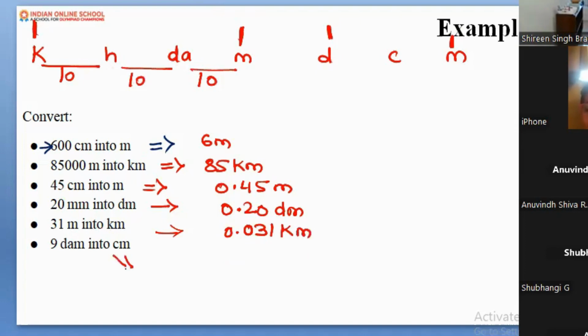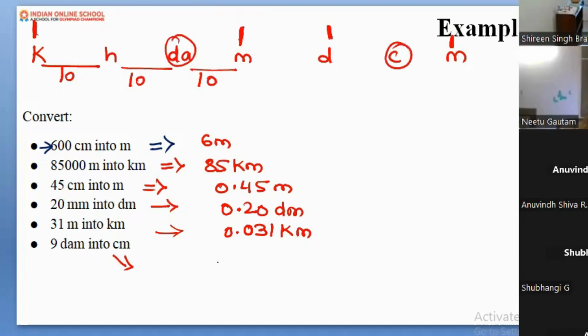Now I need to convert 9 decameter into centimeter. Multiply. It becomes what? 90 centimeter. 0.09. No. This time we are converting from bigger to smaller, so we need to multiply. So the answer becomes what? 9,000 centimeter. Understood?